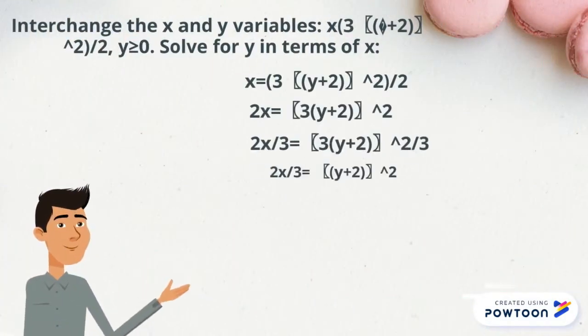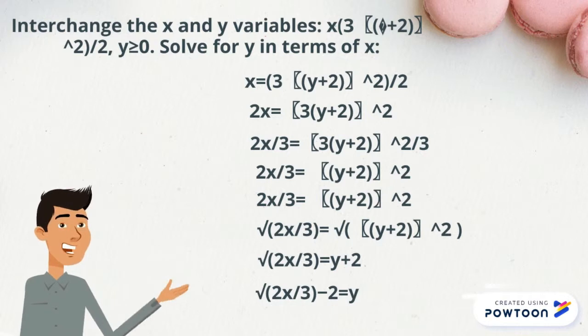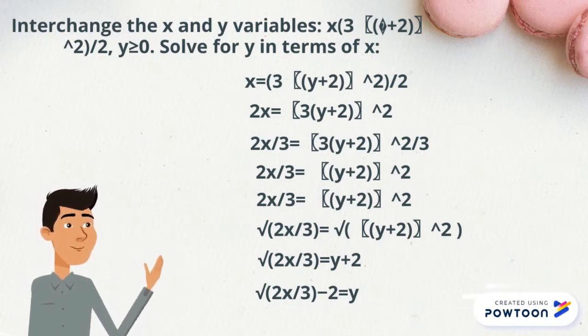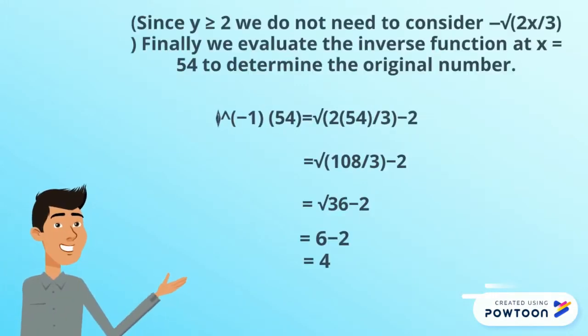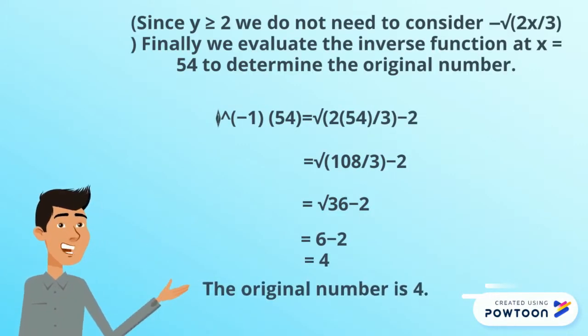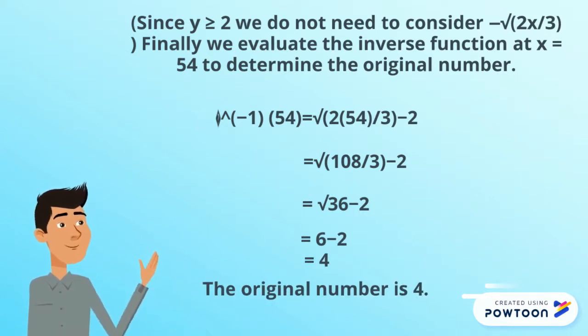Next is the interchange of x and y variables. So this is the solution, guys, for us to solve y in terms of x. So we get y is equal to the square root of 2x over 3 minus 2. Finally, we evaluate the inverse function at x is equal to 54 to determine the original number. So as we evaluate at x is equal to 54, the original number is 4.